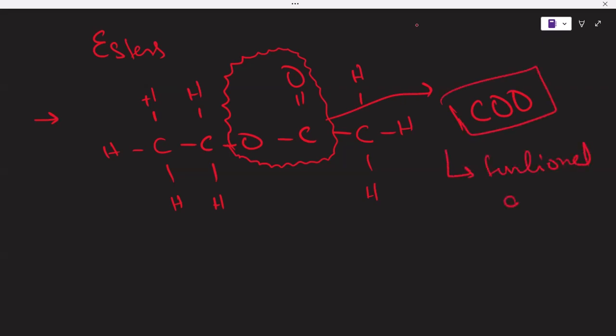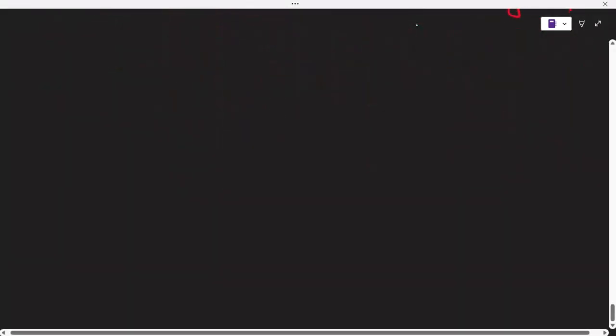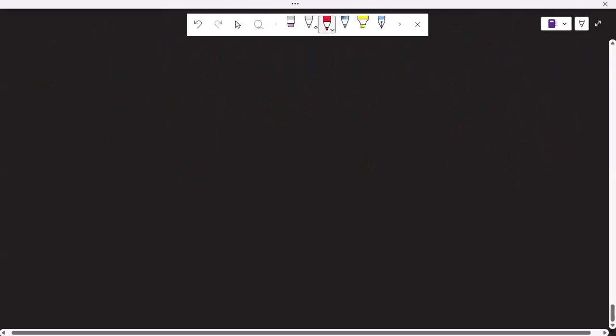Functional group for an ester. So these are the five functional groups that we are studying in our entire course. Alright, okay, now let's have a look at how we are going to name these organic compounds.